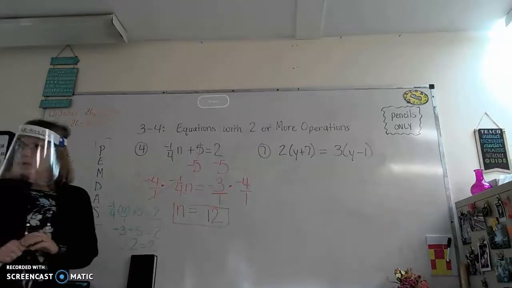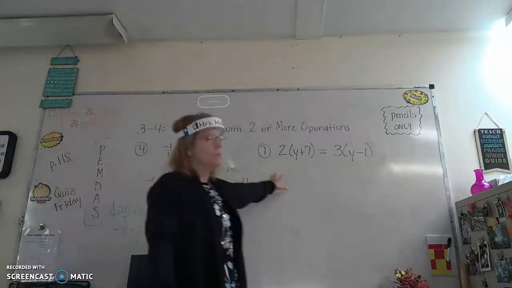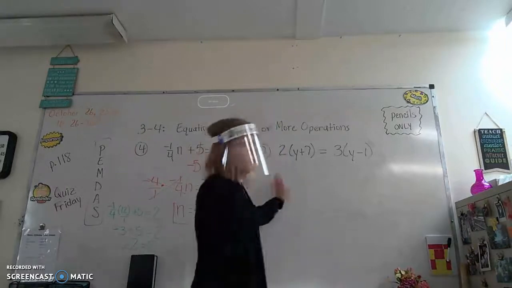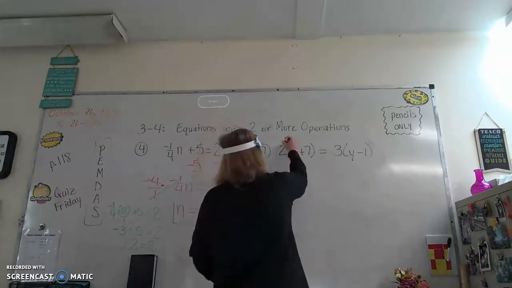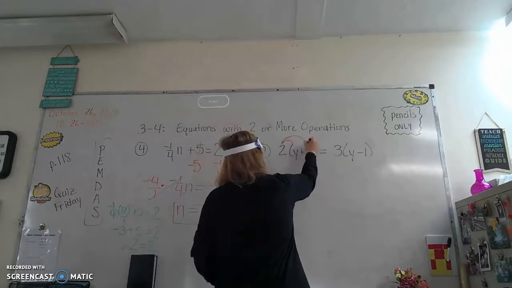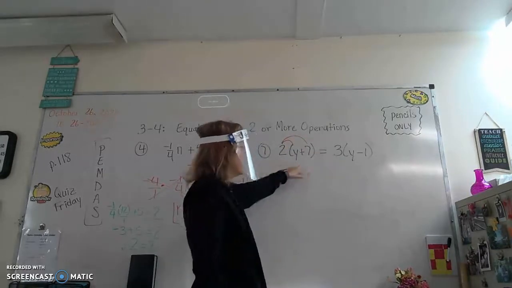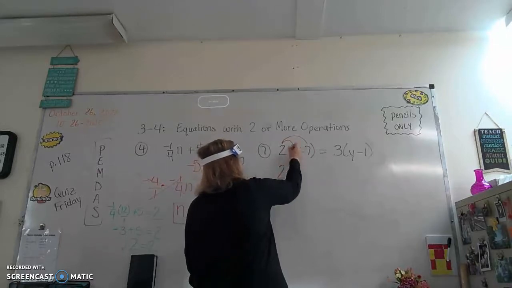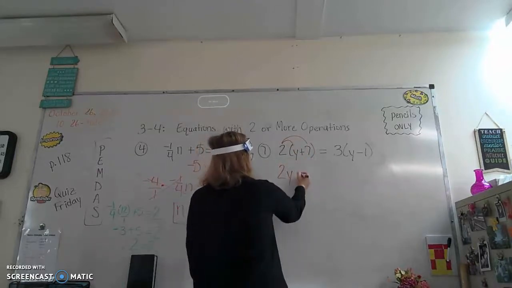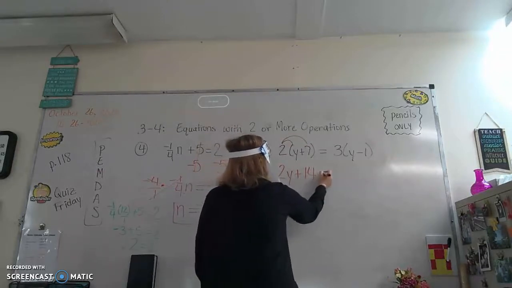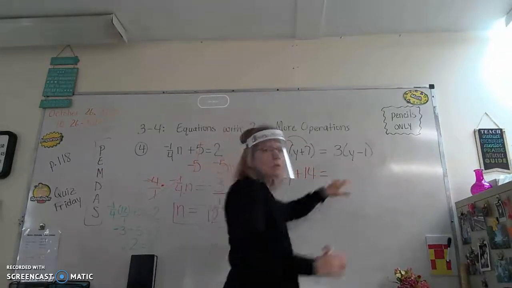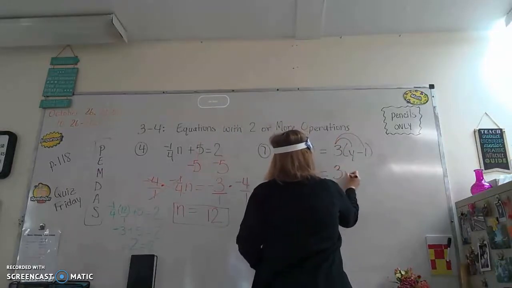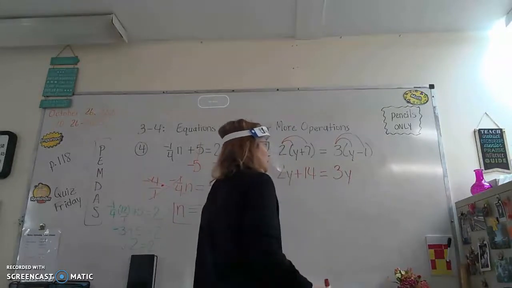And the next one, what do I do first if I want to solve this problem? Yeah, I have to distribute on both sides. So I'm going to do 2 times y and then 2 times 7. 2 times y is 2y. 2 times 7. And I'm going to do the same on this side, distribute. So 3 times y, then 3 times negative 1.